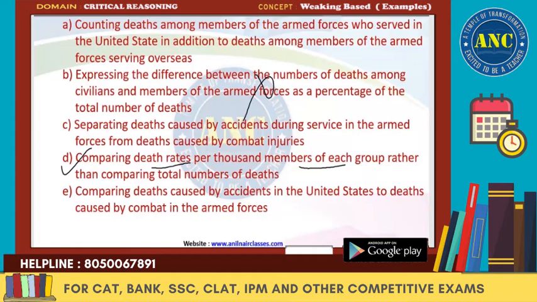Options C and E, separating deaths caused by accidents during service in the armed forces from deaths caused by combat injuries, comparing deaths caused by accidents in the US to deaths caused by combat in the armed forces. These are both irrelevant because cause of death is not the issue.